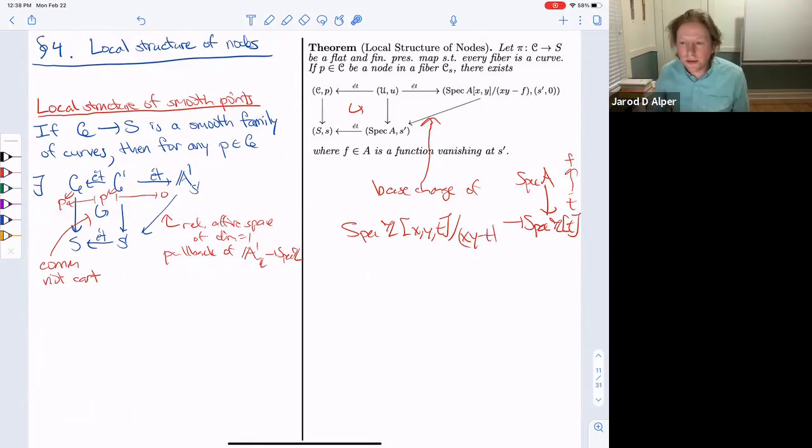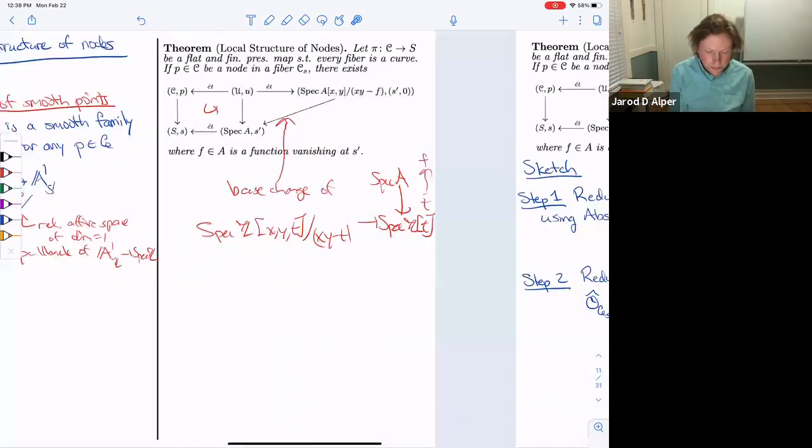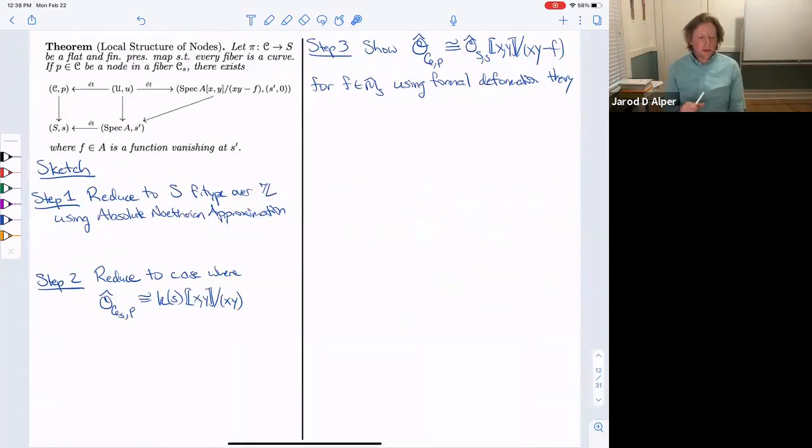All right, so I want to end with maybe a sketch of the proof of this. There are a lot of ingredients in the proof, but I think I can wrap it up in 10 minutes. Okay, so this is the theorem we want. And keep in mind that the very special case where the base S is a field is the statement we had earlier as an exercise on the local structure of a node of a curve.